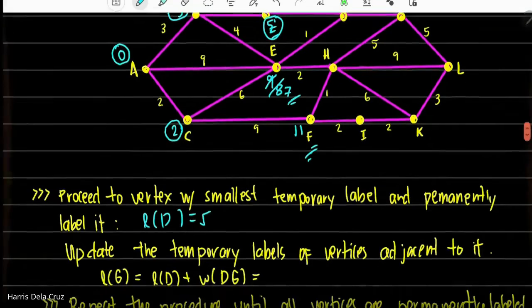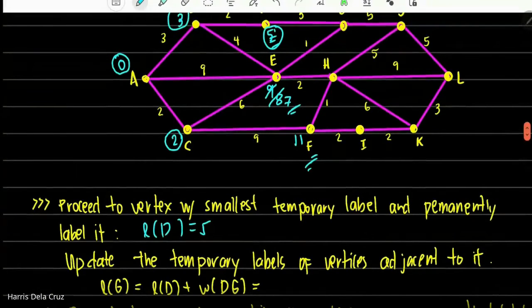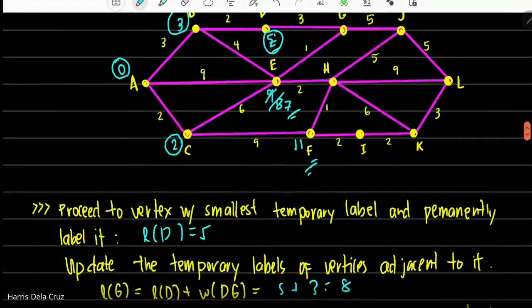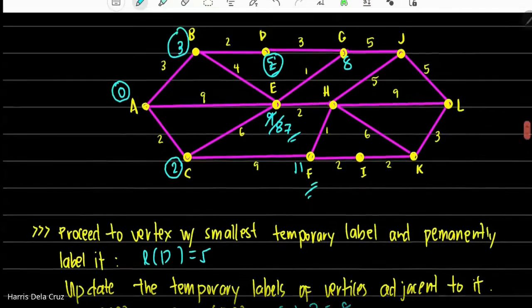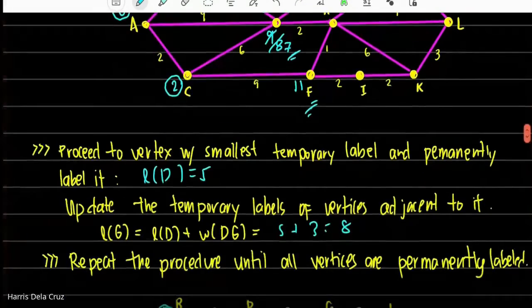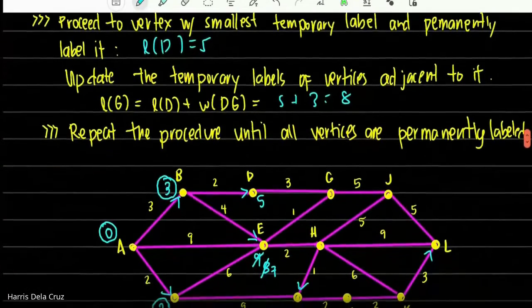So, paano labelan ang G? So, label ni D na 5 plus yung weight papunta kay G. So, that's equal to 3. So, that gives us 8. Okay? So, ganun ulit. Pag na-labelan mo yan ng 8, titingnan mo ulit kung ano yung mga smallest existing label. And then, start from there. Yan. So, gawin natin yan ng sunod-sunod.